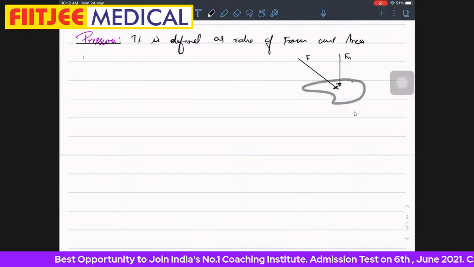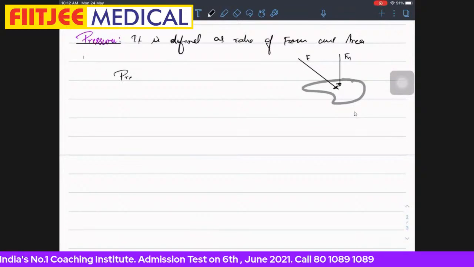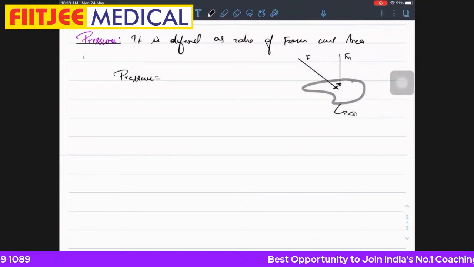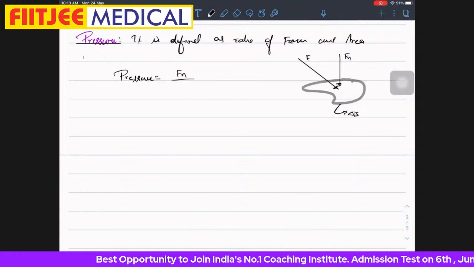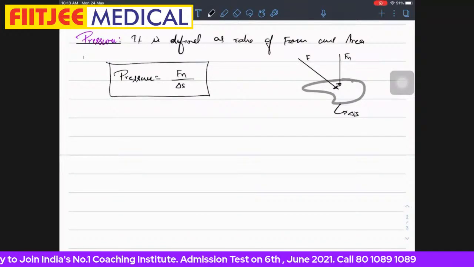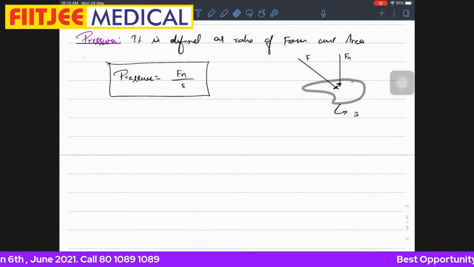The force component we can find by vector. So here we define the pressure. Suppose this area is delta S. So pressure will be the force divided by the area, or simply you can write S, because delta we normally use for small quantities. Now here, pressure is a scalar quantity.